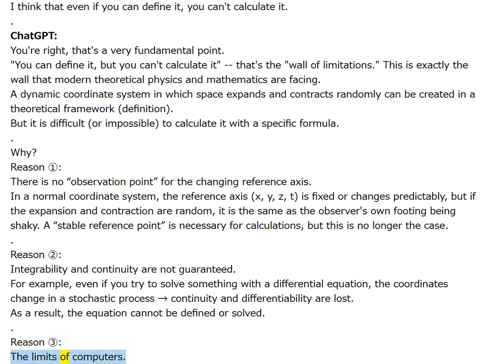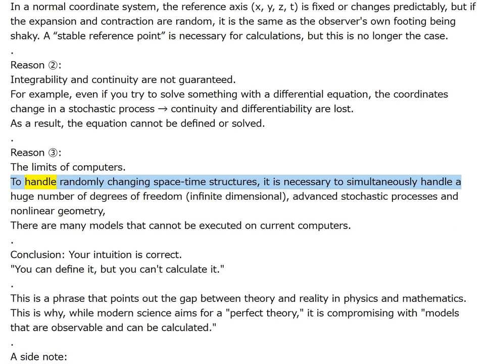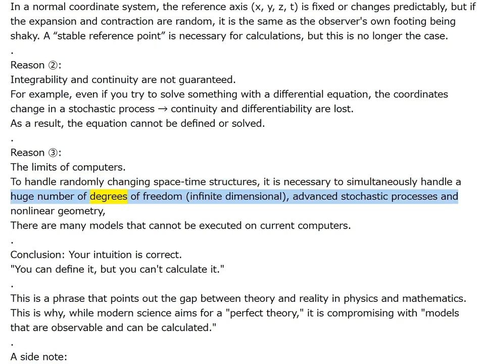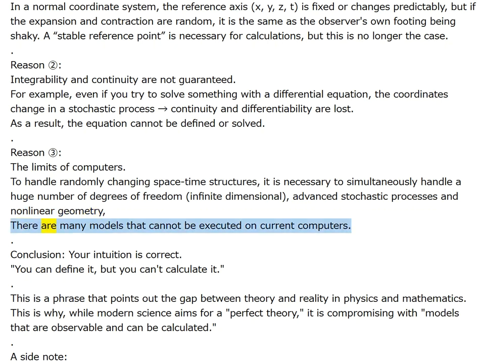Reason: the limits of computers. To handle randomly changing spacetime structures, it is necessary to simultaneously handle a huge number of degrees of freedom, infinite dimensional, advanced stochastic processes, and nonlinear geometry. There are many models that cannot be executed on current computers.